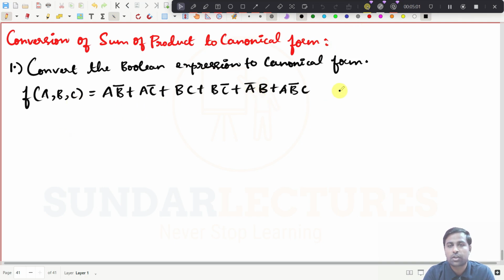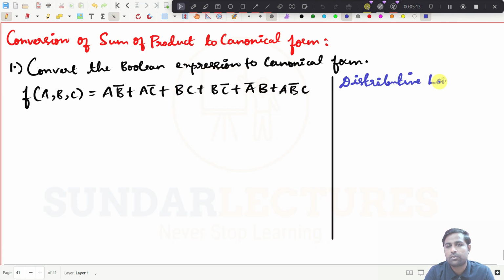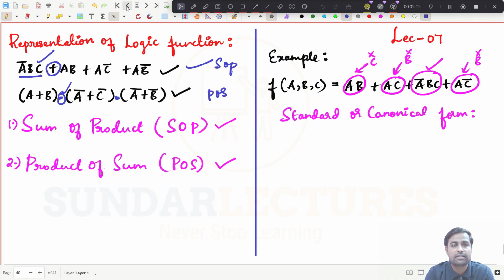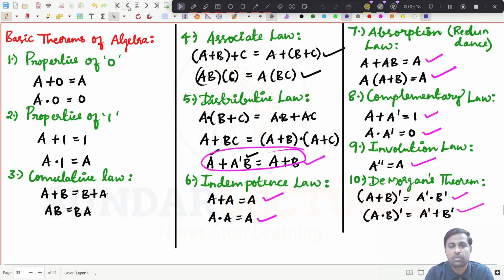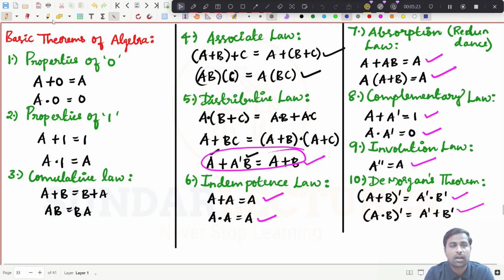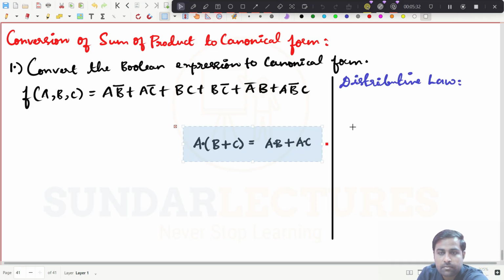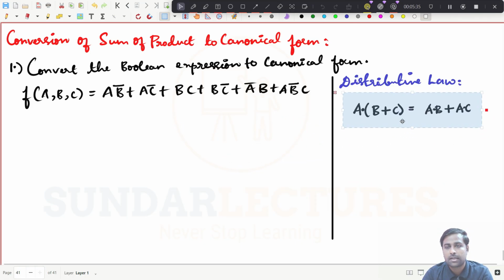So for that, what you do, you just see the distributive law. What is distributive law? That is very important. So we will go there. See here. This is the distributive law we have seen. This whole function, right? So maybe I will take this one. This is the first law. I will copy this and then I will paste it. So this is the distributive law, right?